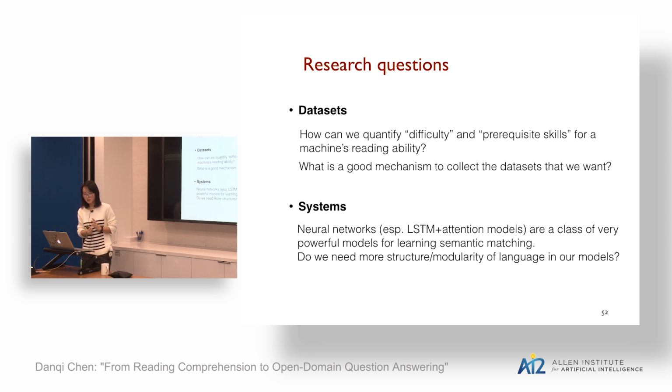So on the data set aspect, I think a really central question we should ask here is how can we actually quantify the difficulty and the prerequisite skills for a machine's reading ability? And what is actually a good mechanism to collect the data sets that we really want? What kind of capacity do we want the machines to have, and what kind of data sets should we really collect? And on the system aspect, I want to first conclude that the neural network models, especially the LSTM plus attention models, are a class of very powerful models for learning paraphrasing and semantic matching. Do we actually need more structure and modularity of language in our models?